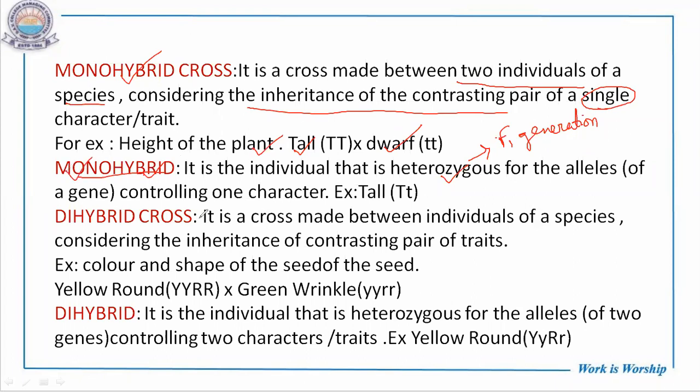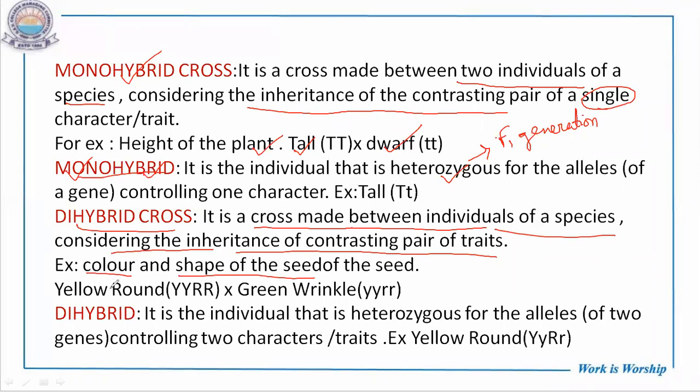Now let's study dihybrid cross. We have already discussed it, and the definition written here, you can see, is a cross made between two individuals of a species considering the inheritance of contrasting pair of traits. This contrasting pair means two characters. Simply remember, dihybrid cross is a cross between two individuals in which two characters are considered. Suppose those two characters are color of the seed and shape of the seed.